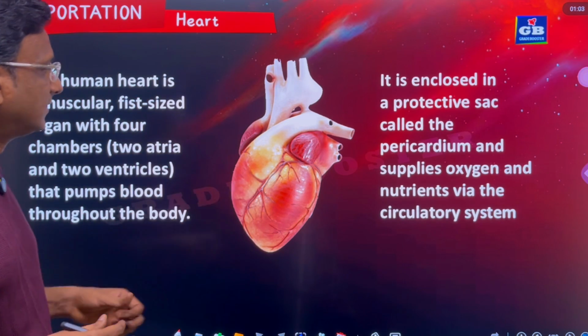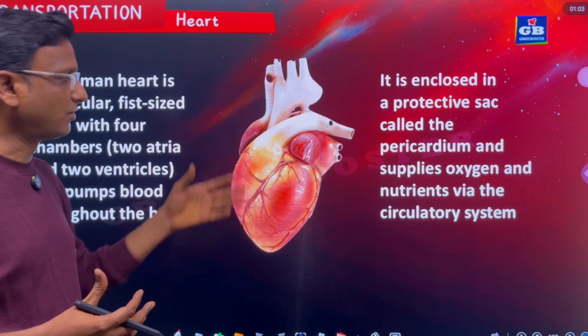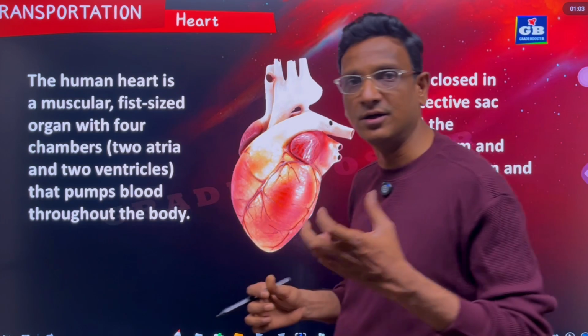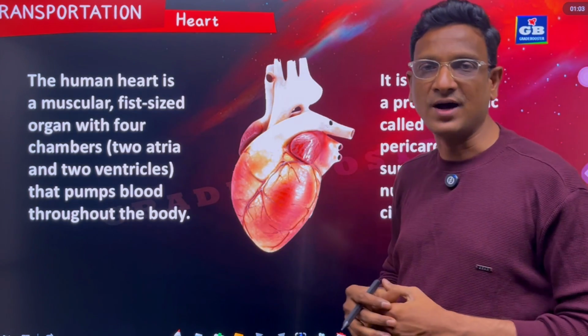Here this is the external structure of the human heart. The human heart is muscular. Heart is made up of cardiac muscle.